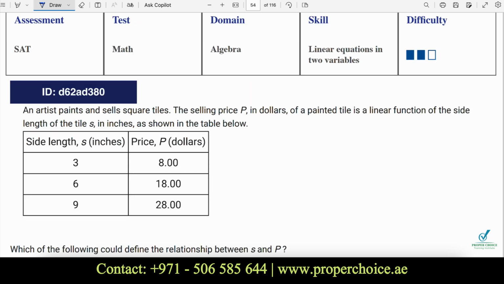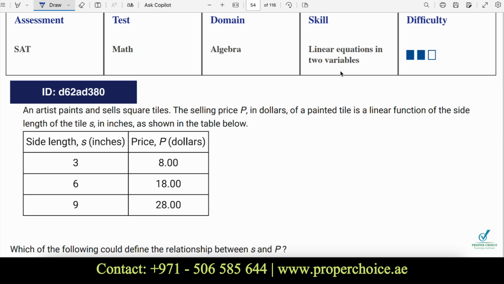An artist paints and sells square tiles. The selling price P in dollars of a painted tile is a linear function of the side length S of the tiles in inches, as shown in the table below. You can see the side length S in inches and the price P. If the side length is 3 inches, the price is $8, 6 inches is $18, 9 inches is $28, and so on, and this represents a linear relationship.